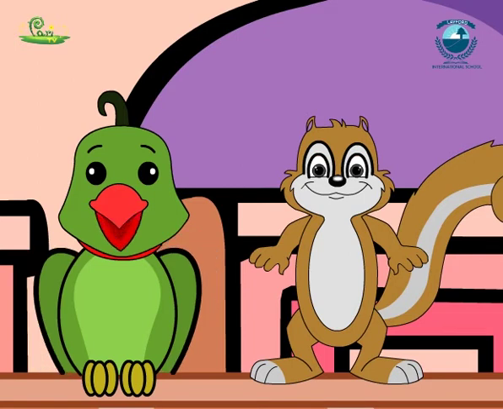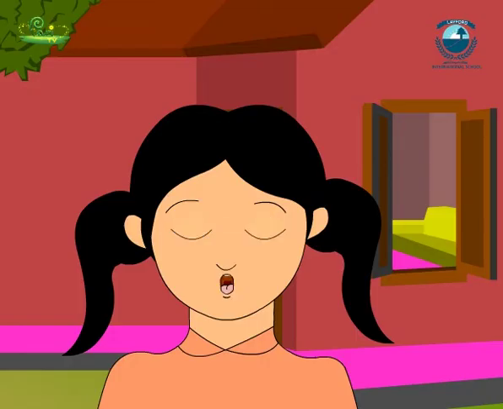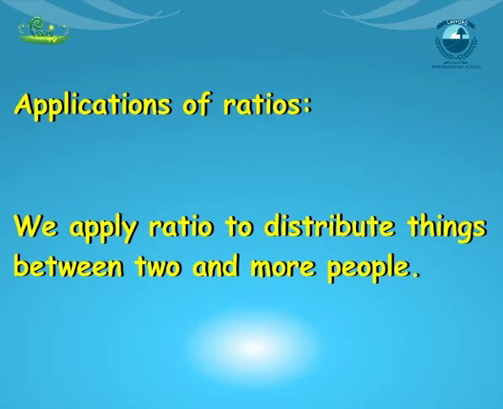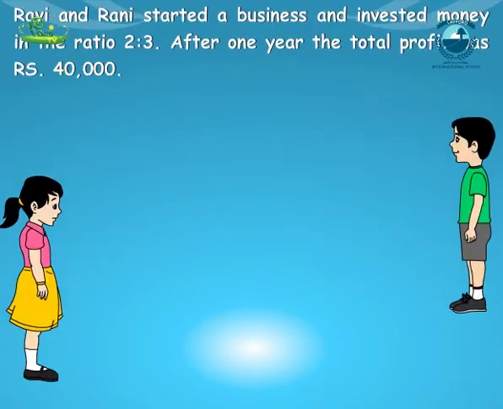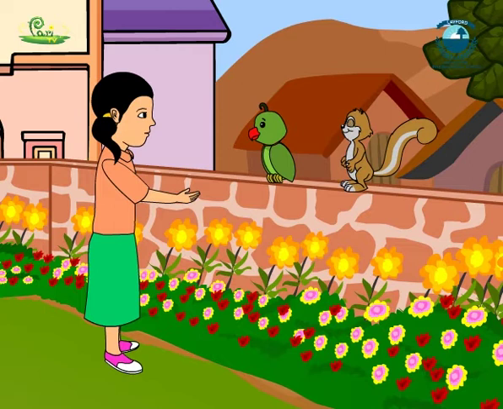Munia, is there any other use of ratio? Yes, there is another use of it. We use it to distribute things between two or more people. Look here, Ravi and Rani started a business and invested money in the ratio 2:3. After 1 year, the total profit was 40,000. You know how they divided profit between them?